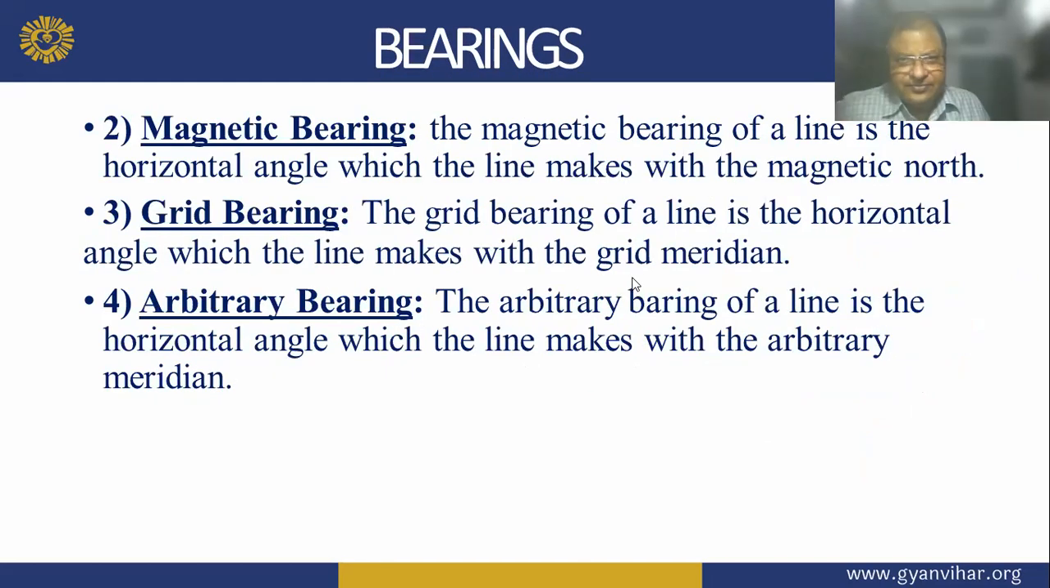Now, what is magnetic bearing? The magnetic bearing of a line is the horizontal angle which the line makes with the magnetic north. And grid bearing: the grid bearing of a line is the horizontal angle which the line makes with the grid meridian. Now, arbitrary bearing. The arbitrary bearing of a line is the horizontal angle which it makes with an arbitrary meridian.